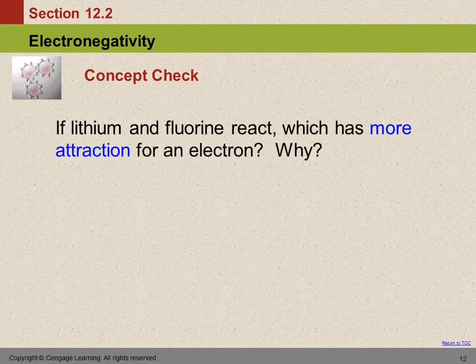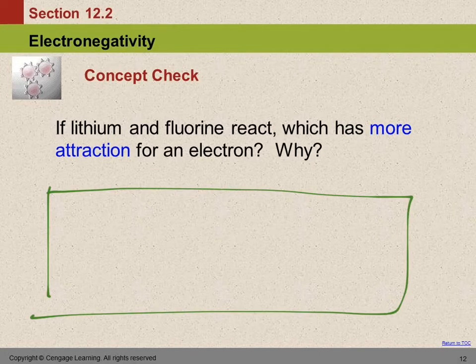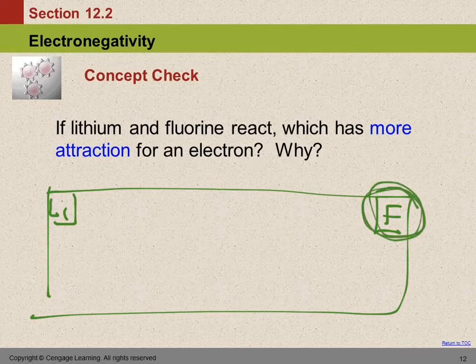So if lithium and fluorine react, which has more attraction for an electron? So let's just sketch out a periodic table here. There's fluorine and lithium is way over here. Which is more attractive to an electron? Fluorine. Why? It's more electronegative. So fluorine is more attractive because it's more electronegative.